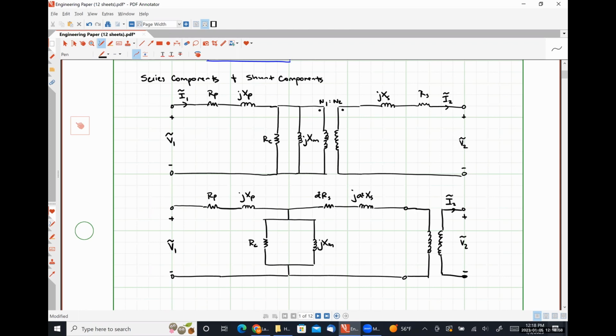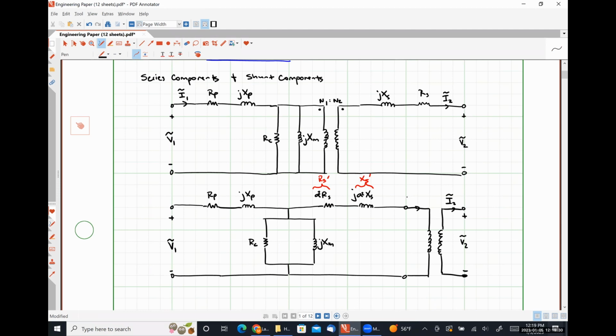Yes, so that is an A squared. And I'm going to call this RS prime and XS prime, meaning that these are simply the impedances that are referred to the primary side of our transformer.